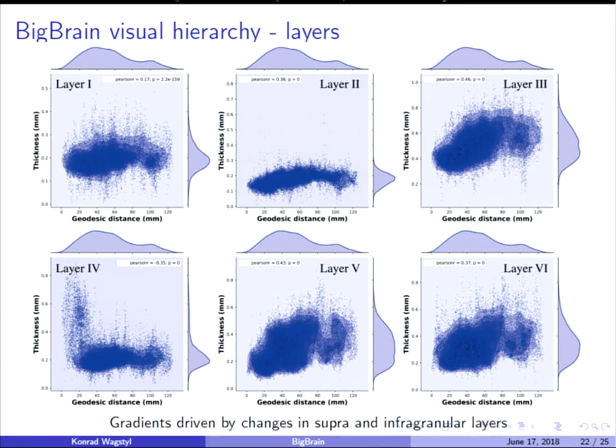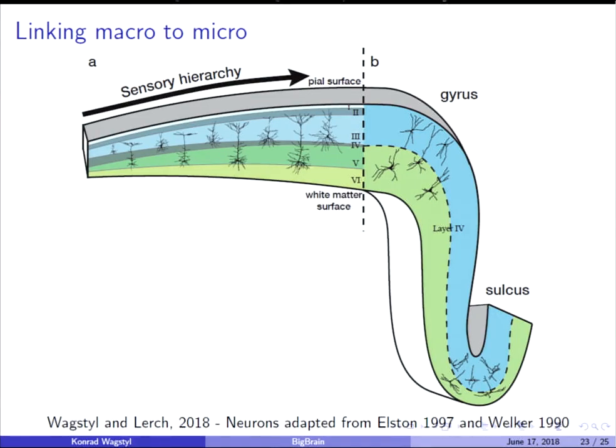Single cell studies of macaque pyramidal neurons show that the pyramidal neurons of layers 3 and 5, their arborizations increase quite a lot over the visual sensory hierarchy. So what we could hypothesize is that overall MRI thickness gradients are driven by mesoscale changes in layers 3, 5, and 6, which are in turn driven by microscale changes in the arborizations, the increasing volumes of these pyramidal neurons.